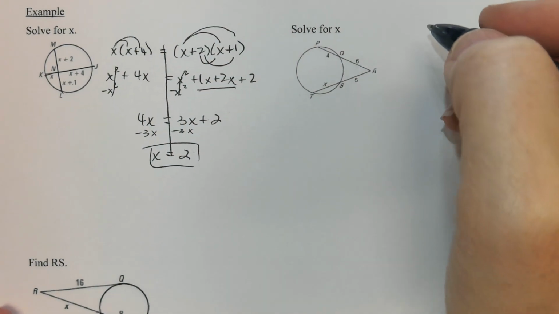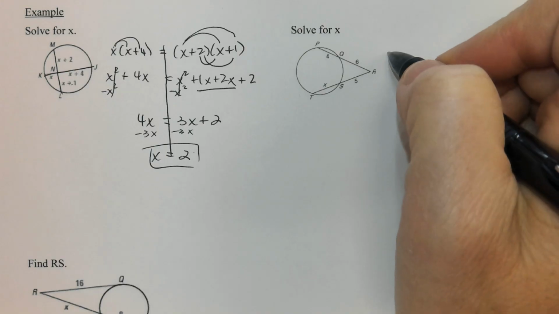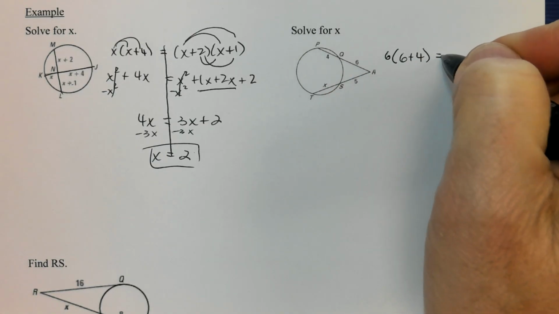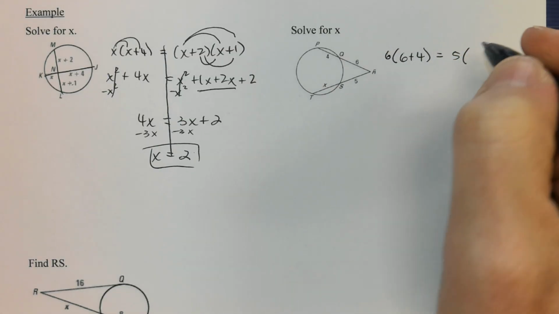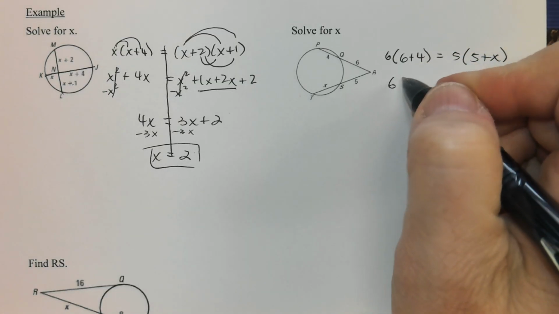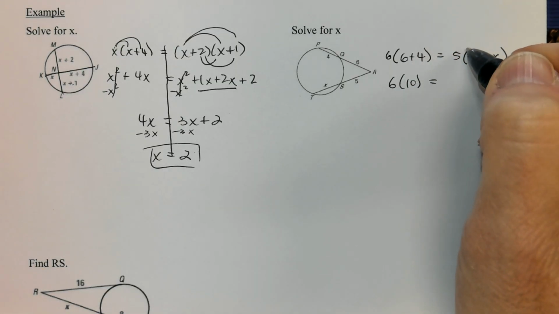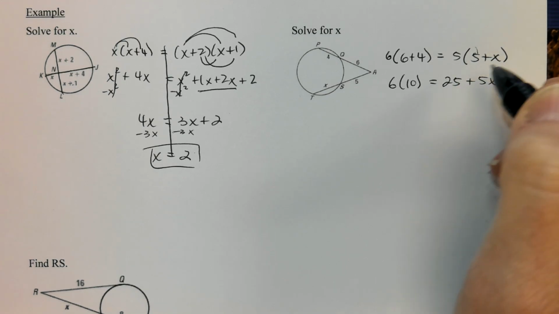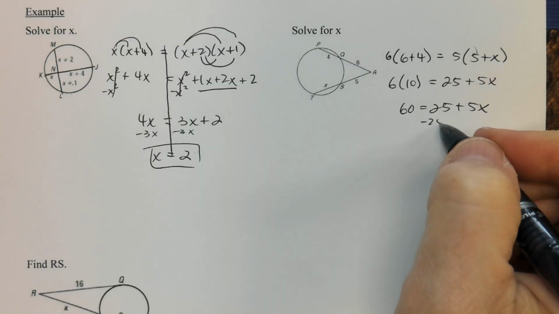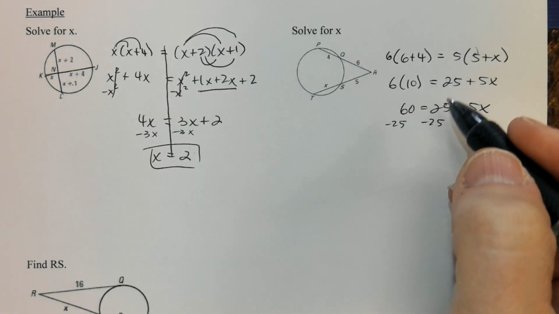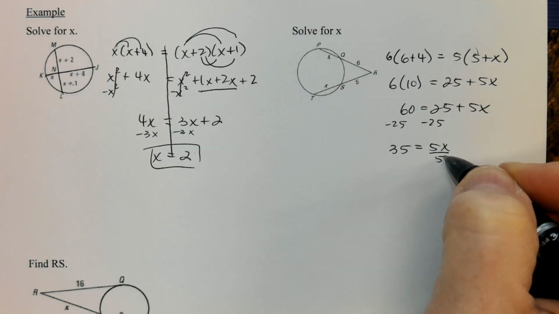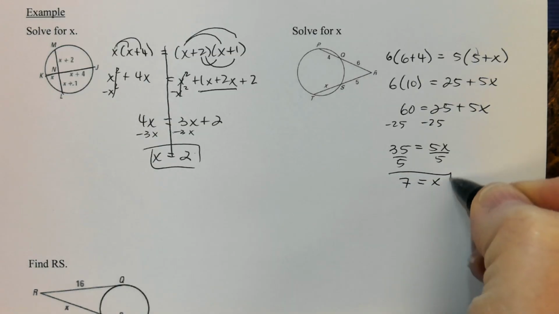And that formula says that you take the outside, so 6, times the whole thing. So outside plus inside, 6 plus 4. Other one outside is 5. Whole thing would be 5 plus x. So doing a little math here, I got 6 times this is 10. I can distribute, so I've got 25 plus 5x. This is 60. Then we're going to minus the 25 over to the other side, which gives us 35 equals 5x, divided by 5, and I have 7.